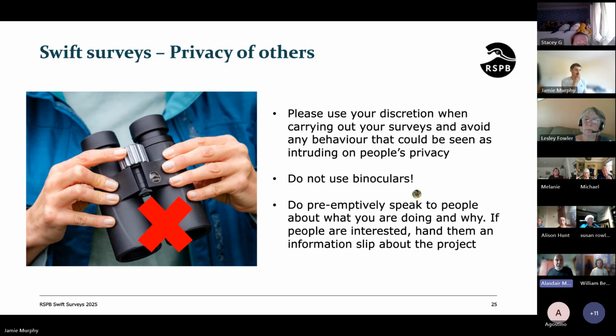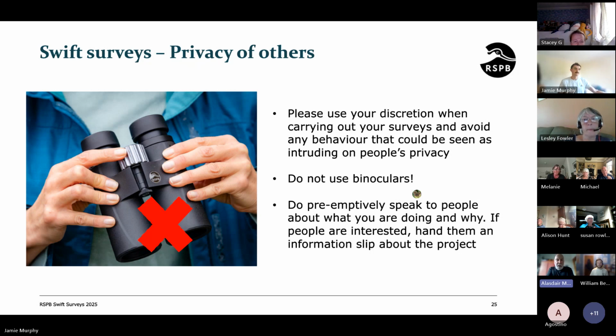We also have to think about the privacy of others, because we're going to be going around looking at buildings, which can seem a little bit suspect. So do use discretion and be careful. I gave a talk about swifts in a village near where I live, and then we had a walk around the village afterwards, and inevitably somebody wanted to know why 35 people were staring up at the roof of their house. It was a little bit disturbing for them. But once we explained, they were really interested and they became engaged.